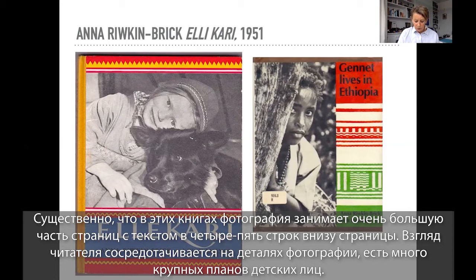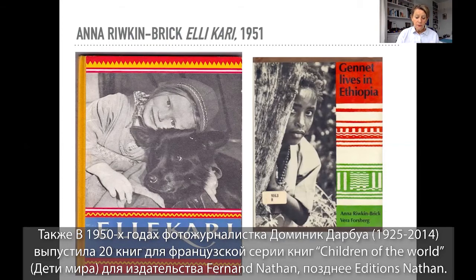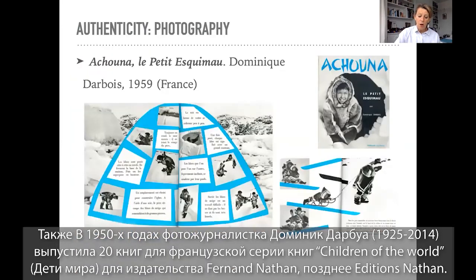Significantly, in these books the photographs take up a very large portion of the pages, with the text only about 4 or 5 lines at the bottom of the page. The reader's eyes concentrate in detail on the photograph, and there are many close-ups of the children's faces. Also in the 1950s, Dominique Darbois, a photojournalist, produced 20 books for the French Children of the World series for the publisher Fernand Nathan, later Editions Nathan.